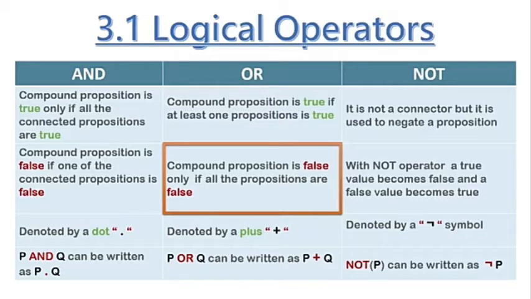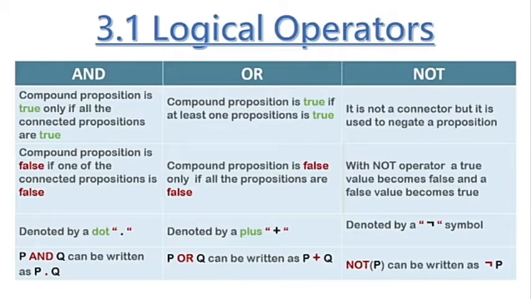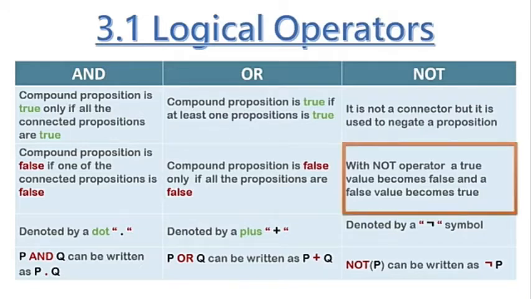Okay, and for AND we use dot, for OR we use plus, and for the NOT operator we use the negation symbol. If there is p and q, we will write p dot q. If there is p or q, we will write p plus q. If there is not p, we will write negation p.